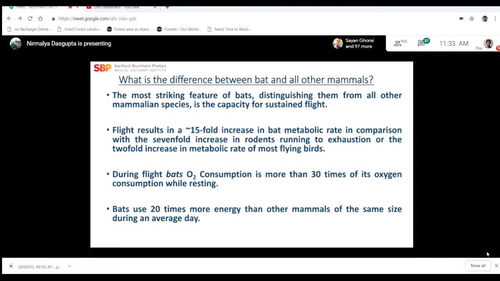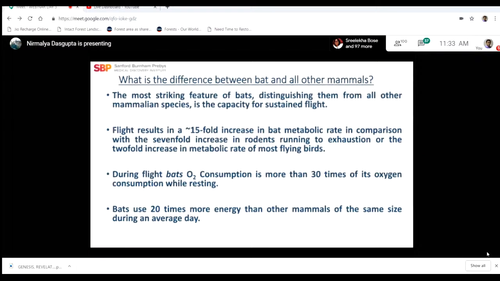Now, more formally, let me discuss the difference between bats and all other mammals. As we know, the most striking feature of bats is their capacity for sustained flight, not any gliding or something, it's real flight. And this flight results in a 15-fold increase in the metabolic rate, whereas it is only a sevenfold increase in rodents when they are running to exhaustion, and a twofold increase in the metabolic rate of most flying birds. But for bats, it's a 15-fold increase.